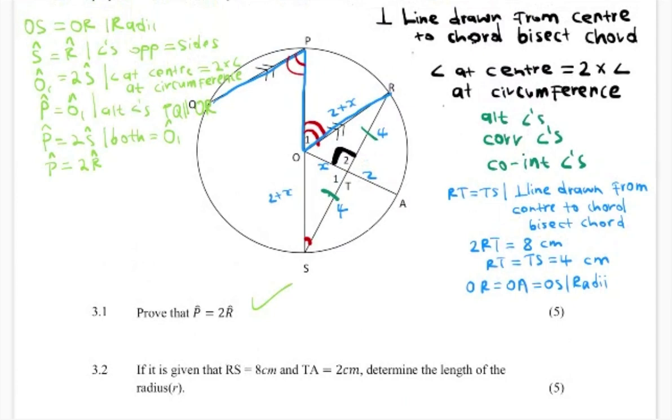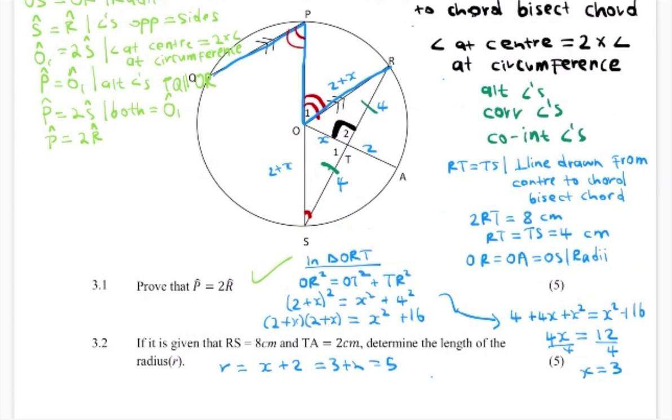Now we can use the theorem of Pythagoras in order to find X. After finding X, we'll be able to find the radius because we know that the radius is equal to 2 plus X. So we're going to use one of the triangles there and use the theorem of Pythagoras in order to find X. The triangle that I see there is OTR, so OTR can be used for the theorem of Pythagoras.